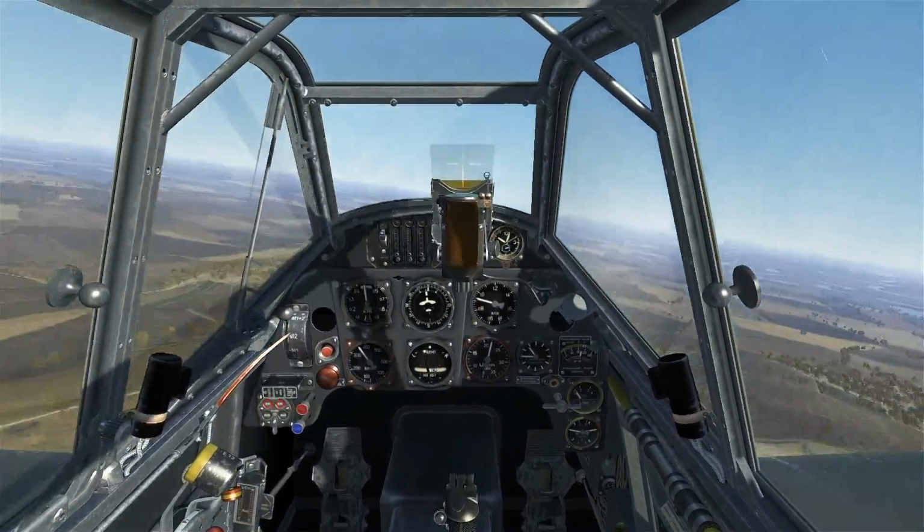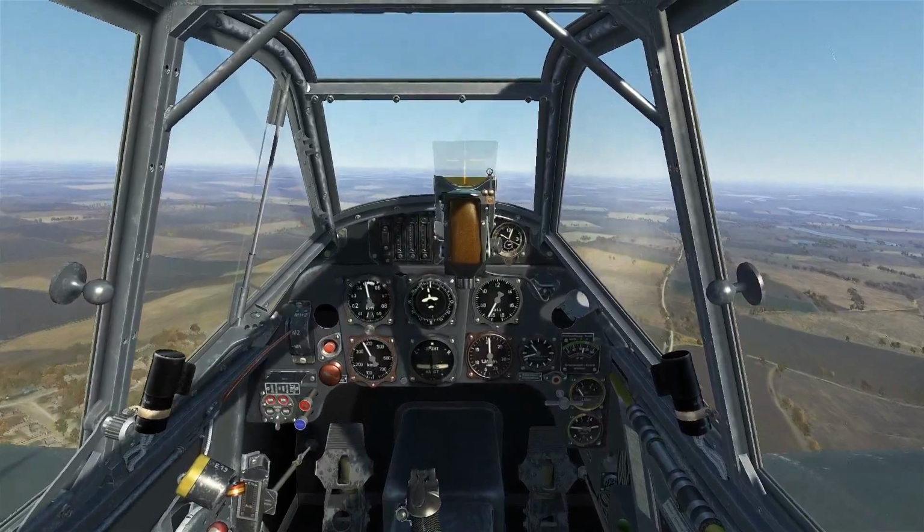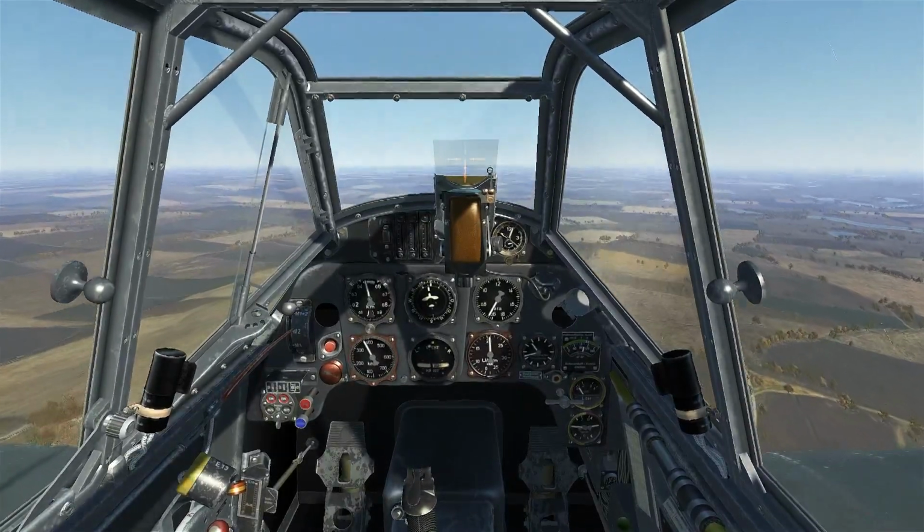So now let's set up a climbing turn at 350. Where does the nose need to be in relation to the horizon? And what power setting do you need?